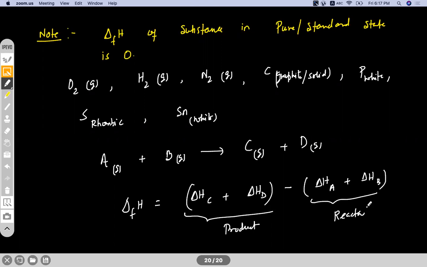And it should be one mole. If it is not one mole, then this won't be the enthalpy of formation. Keep that in mind. Okay, fine. Take a break now. After the break, we'll resume with this. Some other enthalpy term we'll see. 6:35 we'll resume. Take a break.